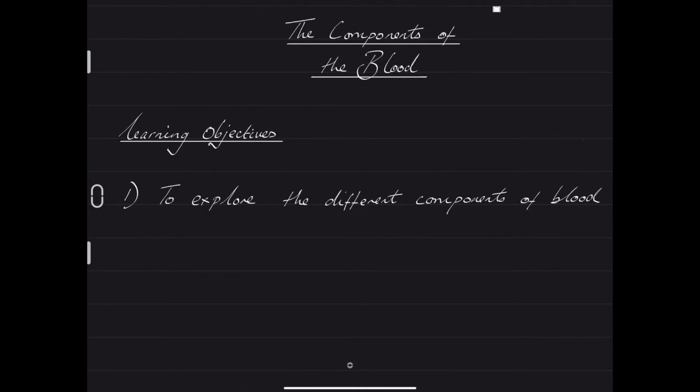We're moving away from digestion here now. And we're going to start looking at the different types of cells, and then we're going to work our way up to the circulatory system, and we're going to look at the structure of the heart as well. So for now, we're just going to look at what makes up blood.